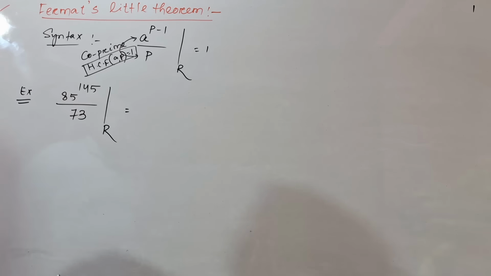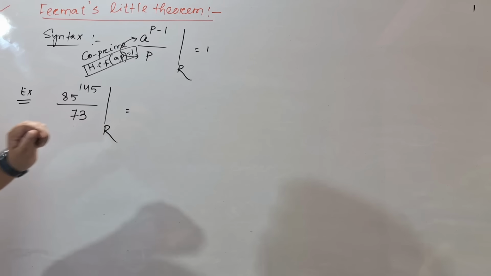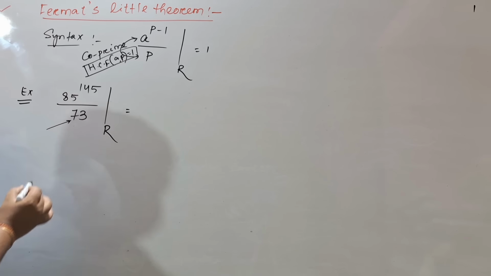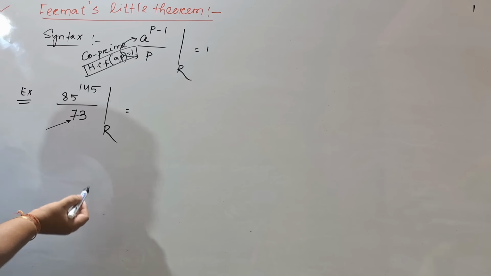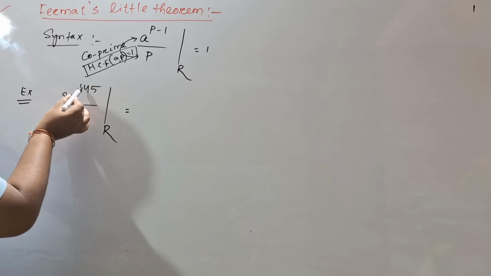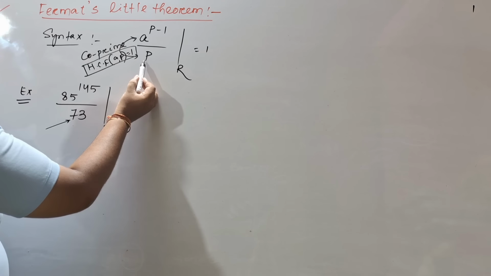85 to the power 145, when it is divided by 73, find the remainder. Here, first of all, you have to check whether 73 is prime or not. Yes, it is a prime number. But if it is 73, the power must be 72. Then I can apply. Here p stands for prime number.